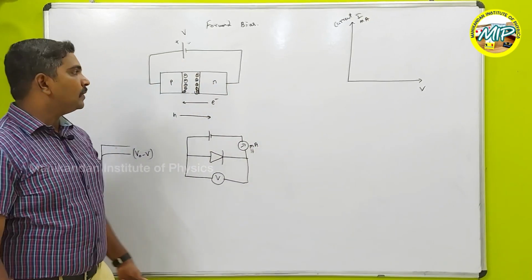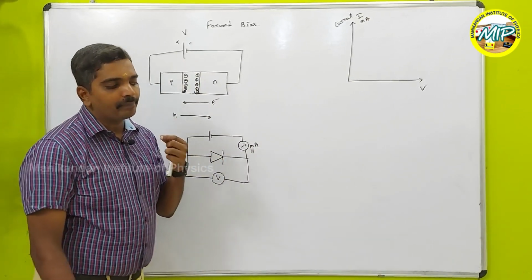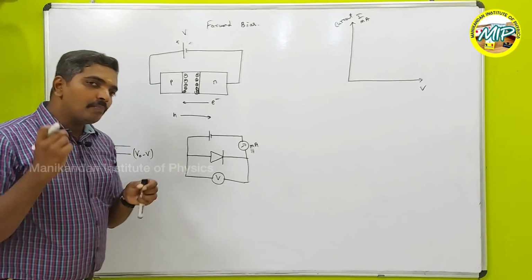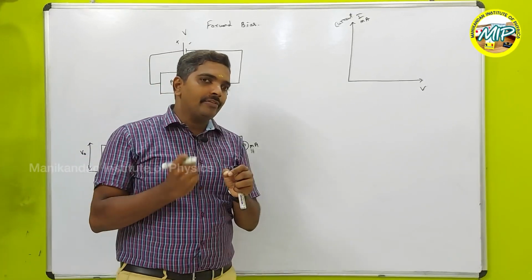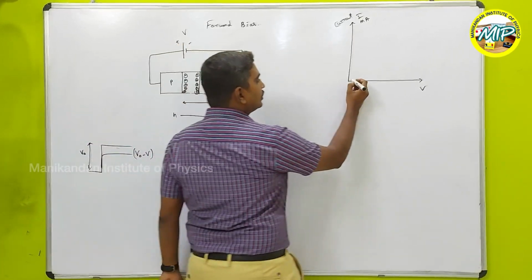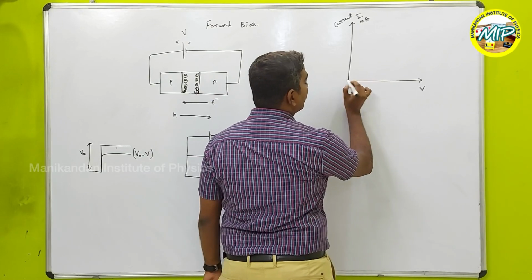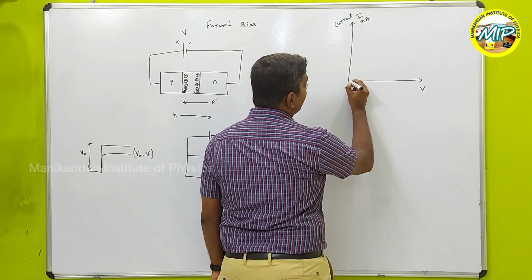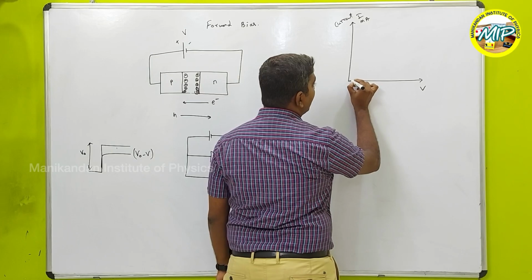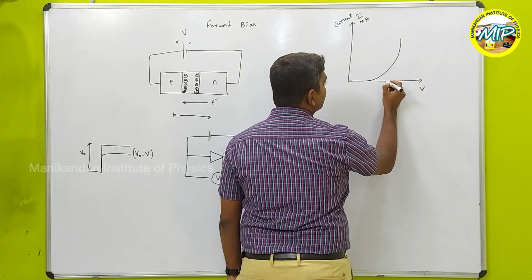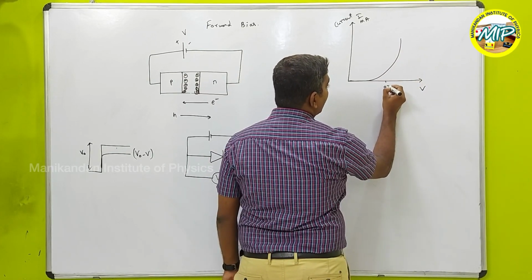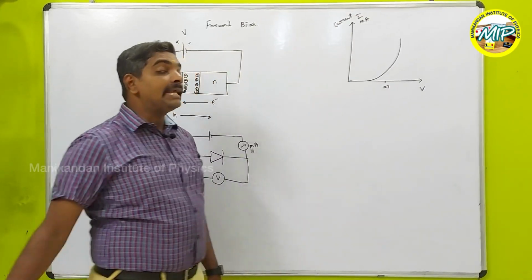Sir, even though it's an extrinsic semiconductor, since a PN junction is formed, we have to provide some small amount of energy to the system. Till 0.6 or 0.7 volt, there is no increase in my current, even if I increase my voltage. After 0.6 or 0.7 volt, the current will increase drastically.